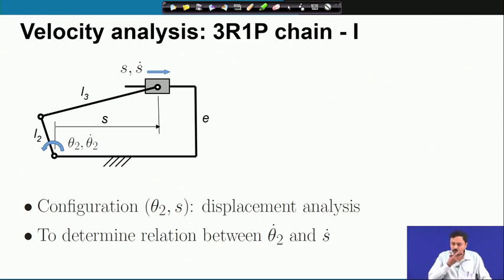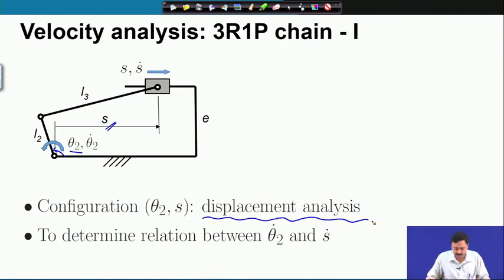So, this is our 3R1P chain type 1. Here we have this angle theta 2 and the displacement of the slider S. Now, the configuration of the mechanism is specified either by specifying theta 2 or by specifying S, and by solving the displacement analysis problem, I can solve for the other.